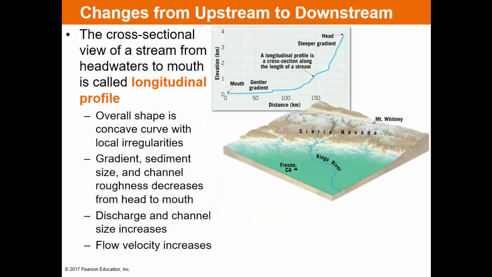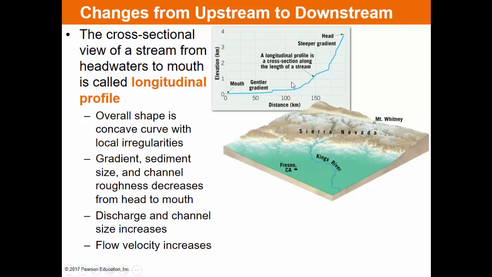So the cross-sectional view of a stream, so you've got the stream coming out of the Sierra Nevada into the San Joaquin Valley, starts way up near Mount Whitney, and it's the King River. So you can see on the left, you have at the head of the river, very, very steep gradient, and then generally becomes flatter and flatter and flatter. But overall, it's a concave shape. There are some local irregularities, including what looks like a little waterfall here, but overall it's got this concave shape.